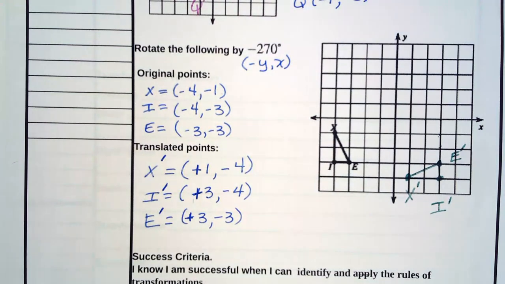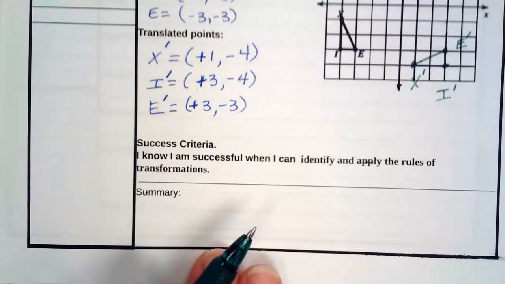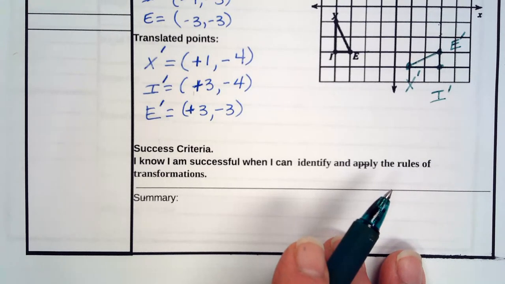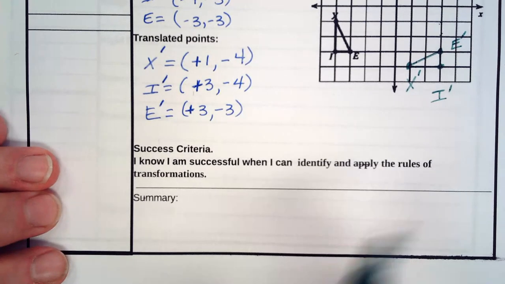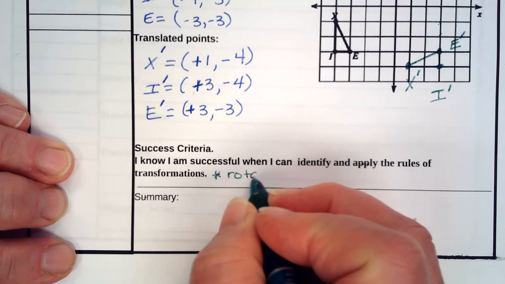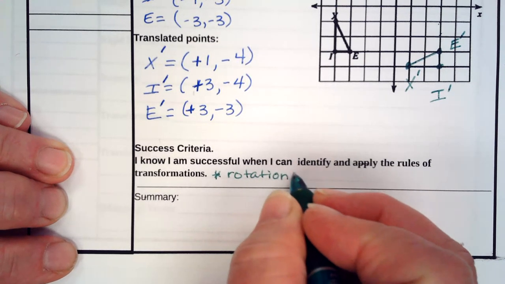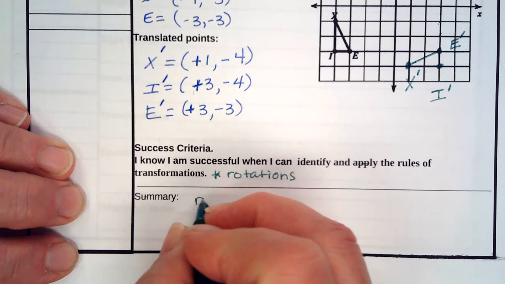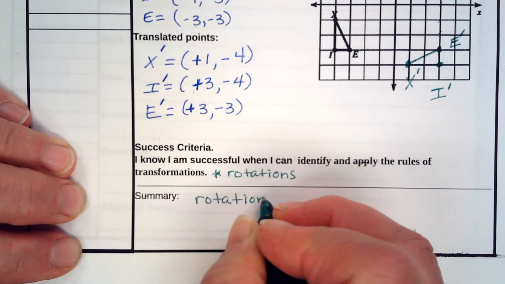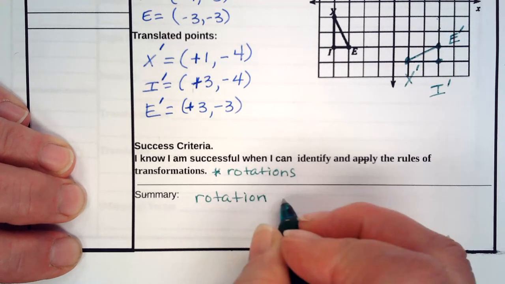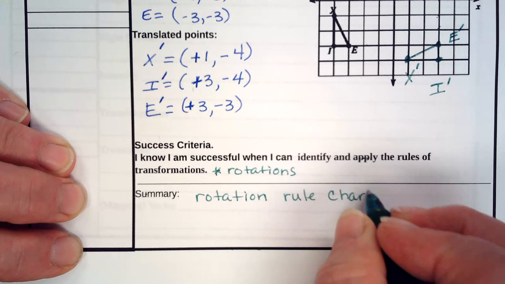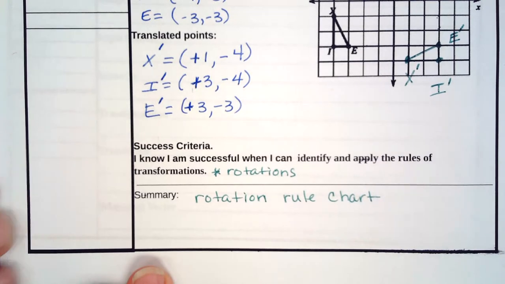There's my new figure. How do you know you're successful? When you can identify and apply those rules for transformations, specifically rotations. Summary: rotations, and this is a rotation rule chart. Makes your life much easier if you hang on to it.